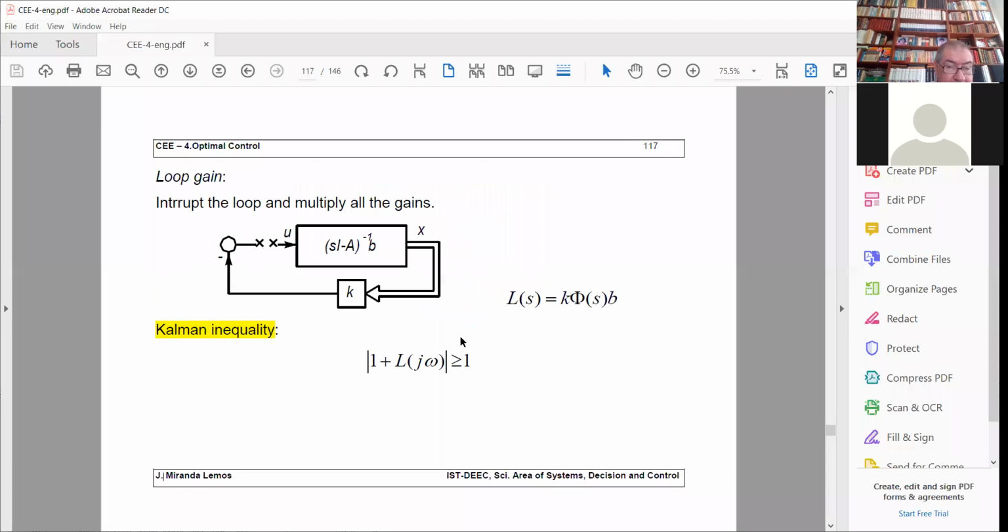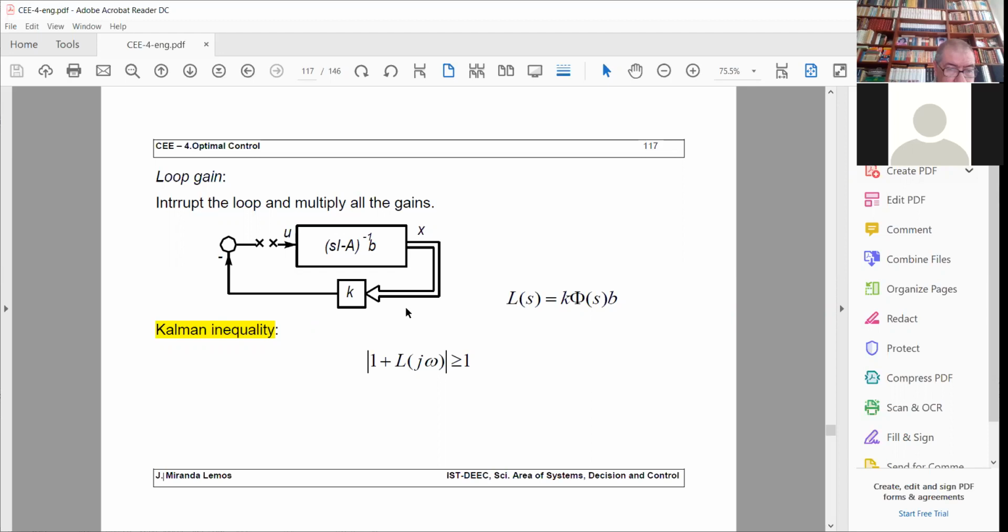And suppose that you multiply your X by a vector of gains K, and you reinject it with a minus sign. You know that for stability purposes, the product of all the gains in this loop, the so-called loop gain, is quite important. So in particular, if you look at the L of s in the complex plane, then depending on the plant being open loop stable or unstable, the stability depends on encircling or not encircling the minus one point.